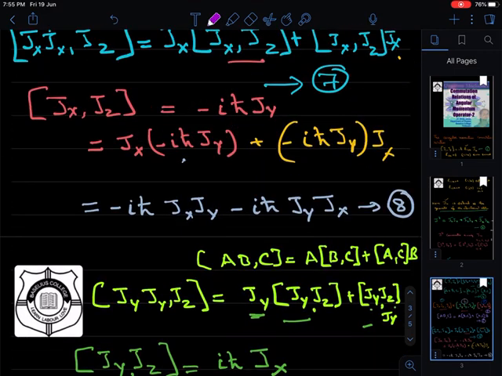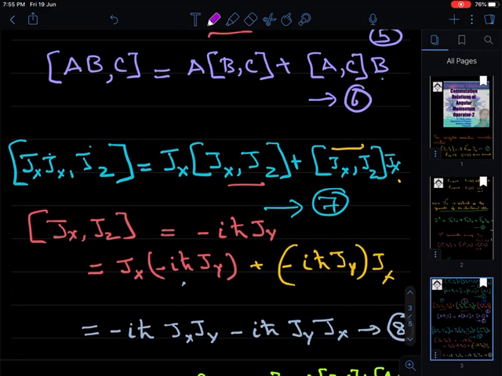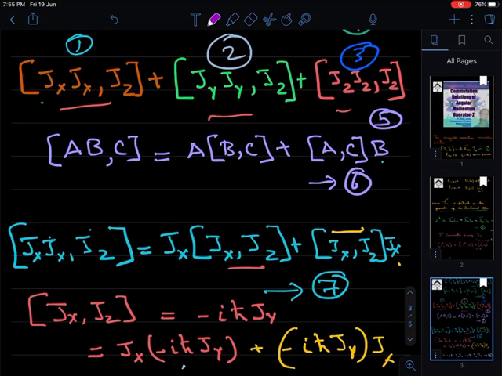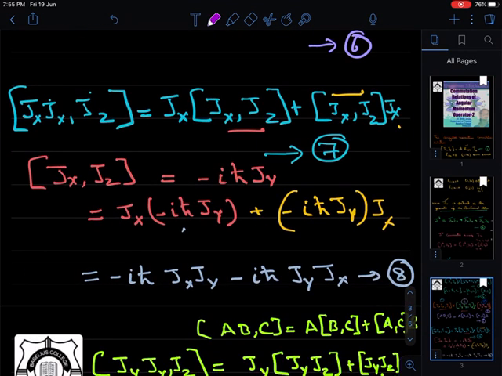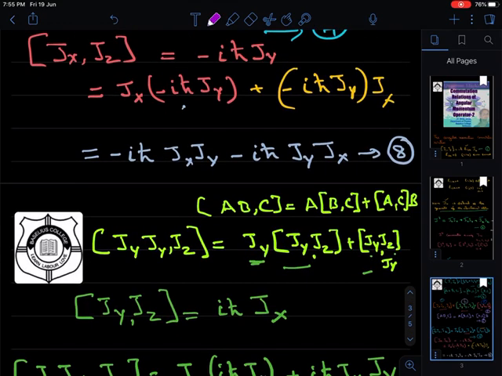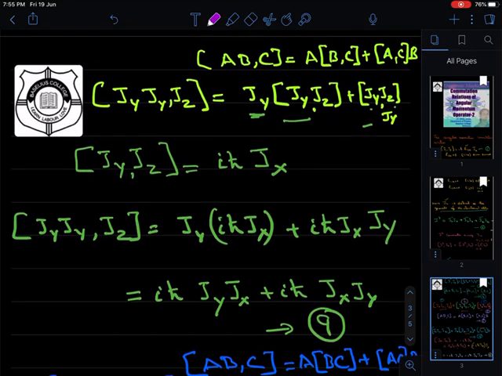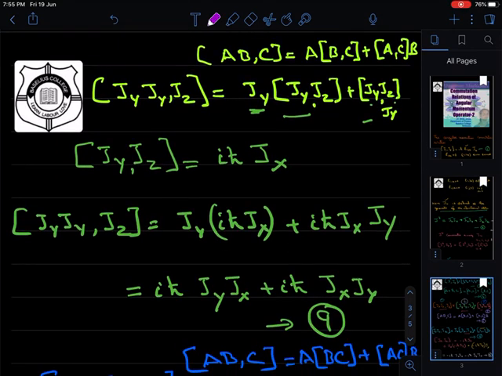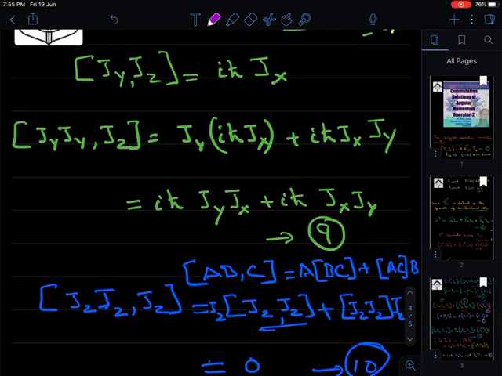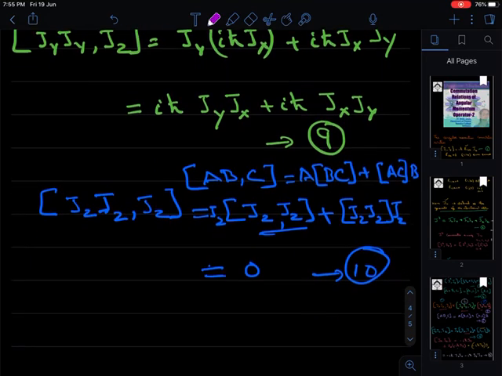So now you tell me, what we have to do? We have to substitute all this in equation 5. See, the first one, the first equation [jx, jz], we have written it as equal to minus iħ jx jy minus iħ jy jx. And here again you have [jy, jz] in equation 9 as iħ jy jx plus iħ jx jy. And the 10th equation you have it as equal to 0.